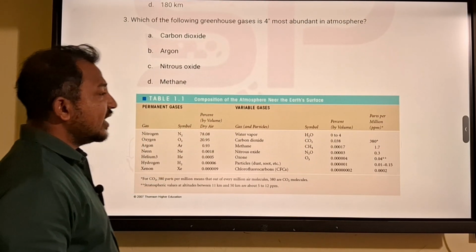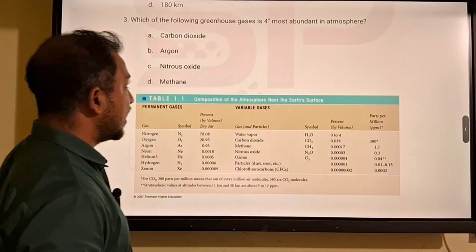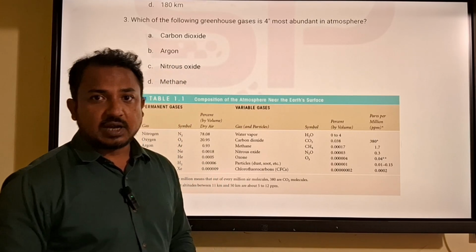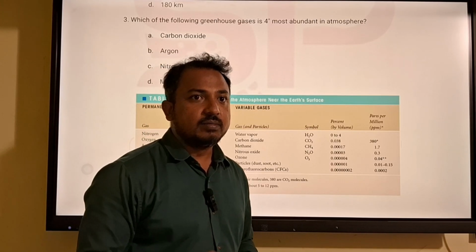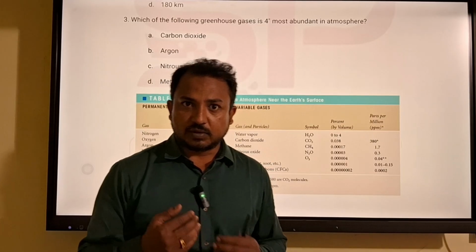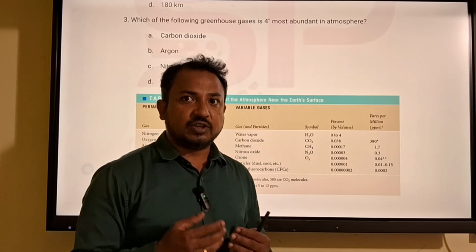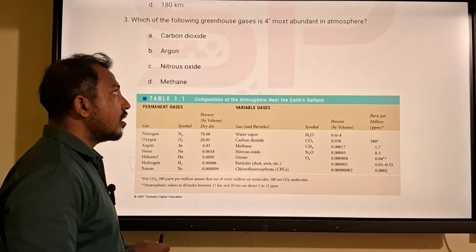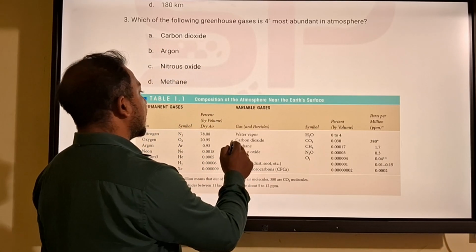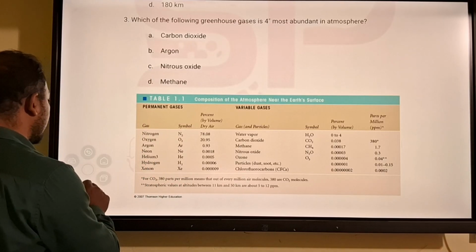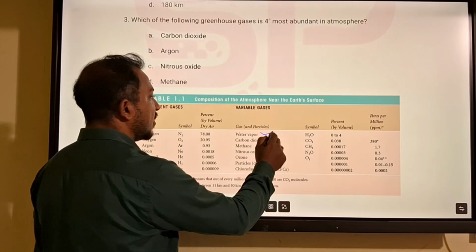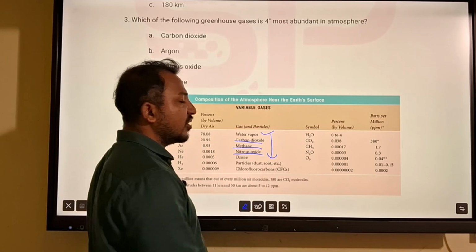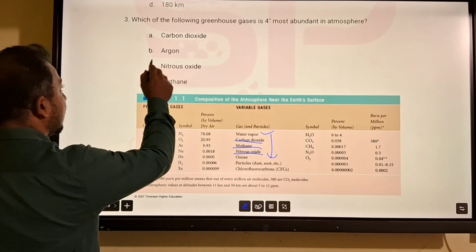Then, which of the following greenhouse gases is the fourth most abundant in the atmosphere? So what are greenhouse gases? These are gases present in the atmosphere. They trap the radiated heat from the earth, which increases the temperature within the atmosphere. The greenhouse gases are water vapor, carbon dioxide, methane, and nitrous oxide, written in decreasing order. Water vapor is the most abundant, then carbon dioxide, then methane, then fourth is nitrous oxide. So the answer will be nitrous oxide.